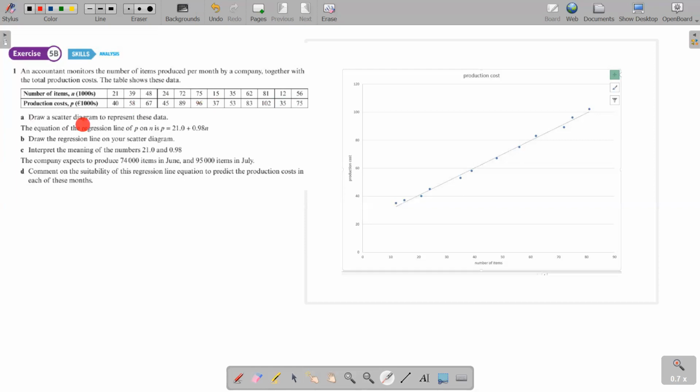They're asking you to draw a scatter diagram to represent this data. So you take a graph paper and you can plot the points, right? It's a really small thing, so I'm not going to take time over that. All you need to do is just get the XY values and just plot the points. And then in part B, they say the equation of the regression line.